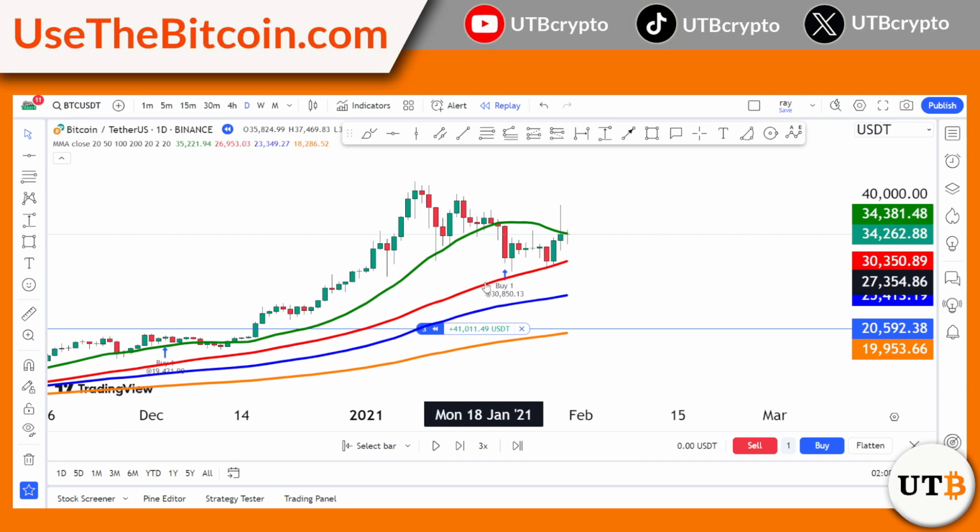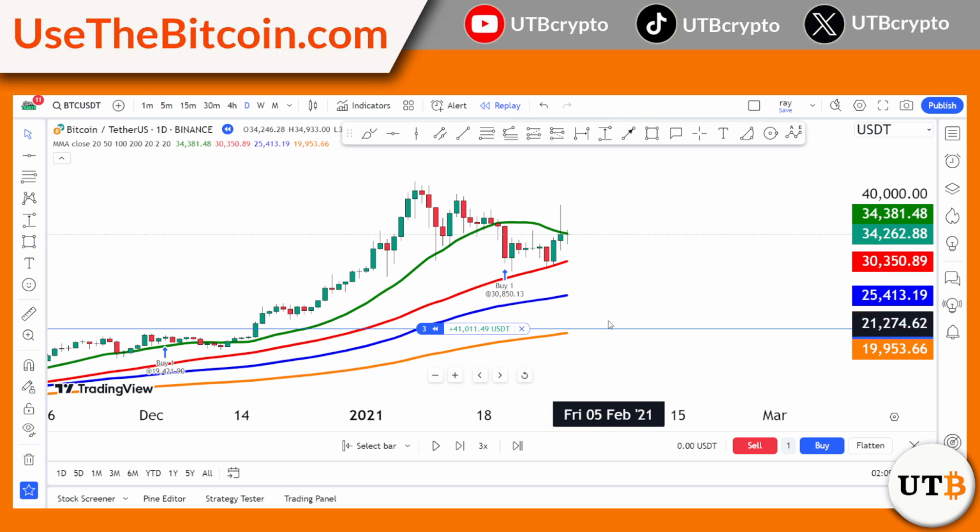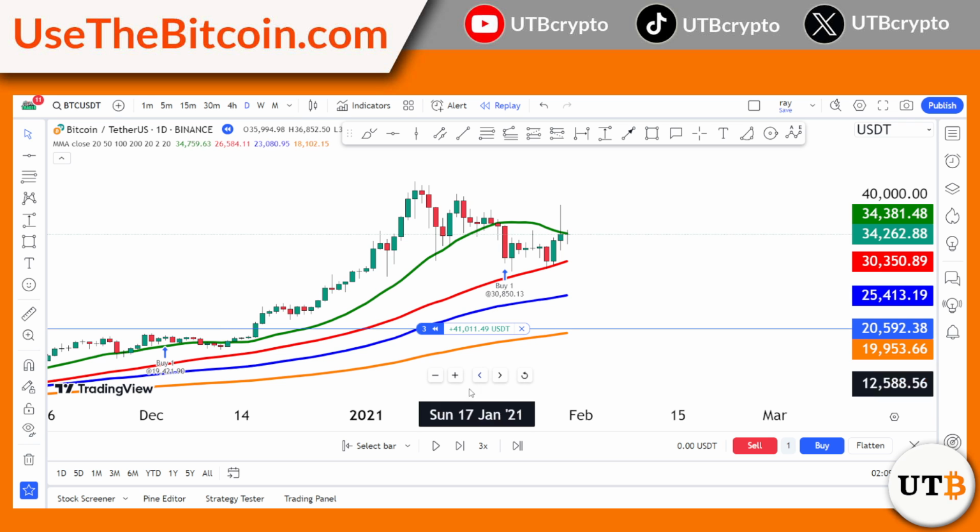As what you can see, the red line here is now acting as the support levels. A while ago, it was the green, but now it was the red, okay? But look at the formation of the colors here. It is just still the same. We are still in an uptrend. Green, red, blue, and orange, okay? Let's see what will happen next.